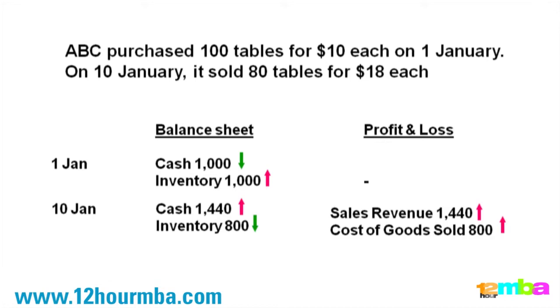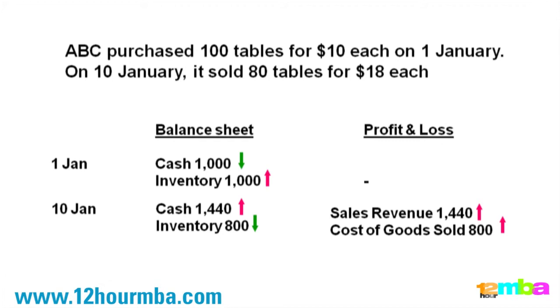So we sell 80 of those tables for $18 each. 80 lots of 18 is $1,440. So in that situation, and I'm assuming here everything was done for cash, your cash goes up by $1,440. And that is sales revenue. So we'd recognise that in the income statement as revenue.